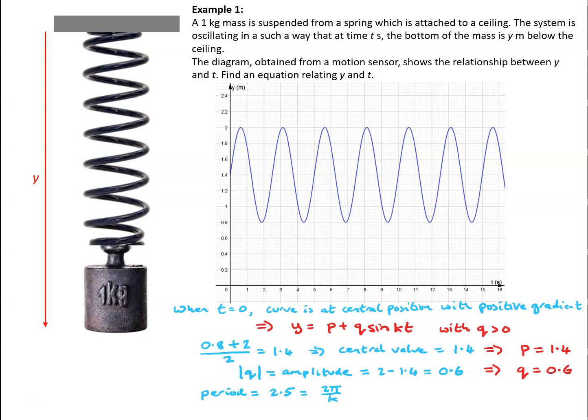So we've got 2.5 is 2 pi divided by k. In other words, k must be 2 pi divided by 2.5, or if you like, 4 pi divided by 5. So the function describing the oscillation is y equals 1.4 plus 0.6 sine of 4 pi divided by 5 times t. So we've got a mathematical model there to describe the motion of the mass.